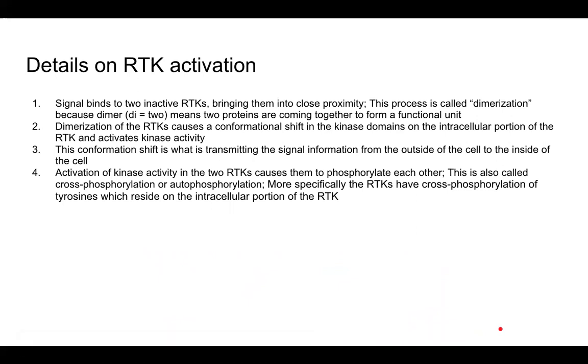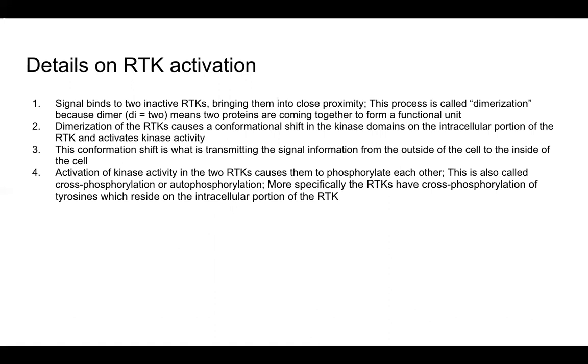So the signal binds to two inactive RTKs, and this brings them close together. This is what the dimerization is about, like in the illustration we showed on the previous page, with the two of them coming together. The two proteins come together to form a functional unit, and this causes a conformational shift in the kinase domains inside the RTK, in the intracellular portion, and this activates kinase activity. The conformational shift transmits the signal information from the outside to the inside of the cell.